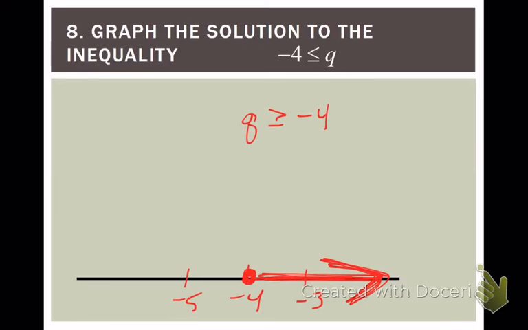Now we need a closed circle because this is the first time where negative 4 actually is a solution. If you plug in negative 4 for q, the negative 4 is not greater than negative 4, but it is equal to negative 4. And so it is a solution. So we want to make sure that we include that in our shading, and so we close that circle up. Okay?